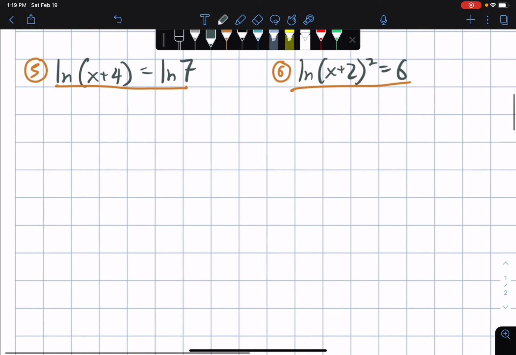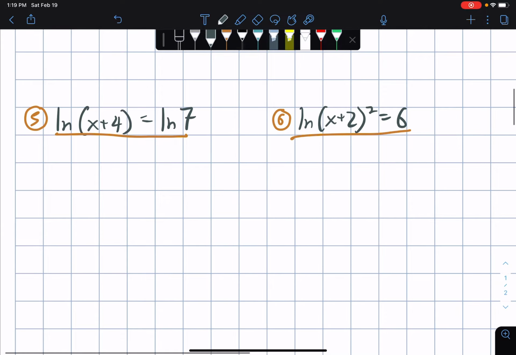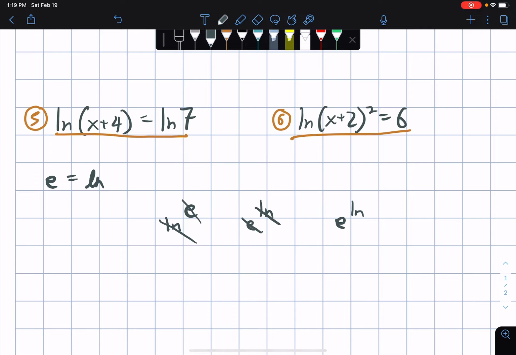Let's move to number 5. So this time, we can see that we have ln on both sides of the equation. In order to solve this, it's quite simple actually. I mentioned in the earlier video that Euler's number is the counterpart of ln. If you see logarithmic equations with e, you counterpart them with ln so that they can cancel with each other. If you see equations with ln, probably on both sides, place e on both sides, they cancel each other.